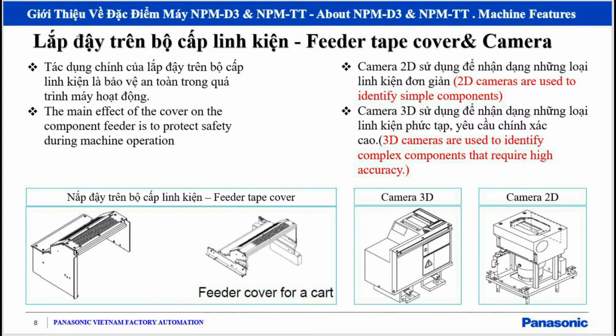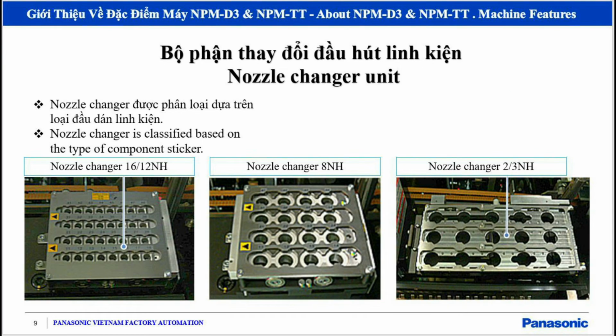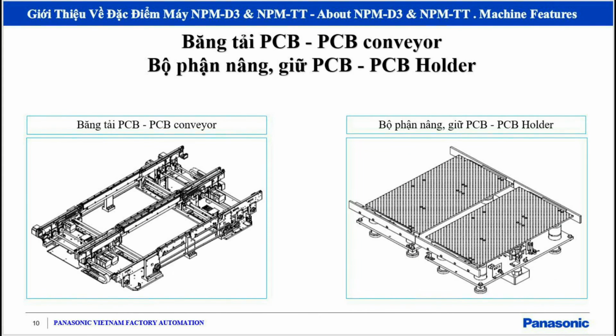5. Cameras. The 2D camera is used to identify simple components. 3D cameras are used to identify complex components that require accuracy. 6. Component nozzle changer. The nozzle changer is classified by the mounting head's general application.